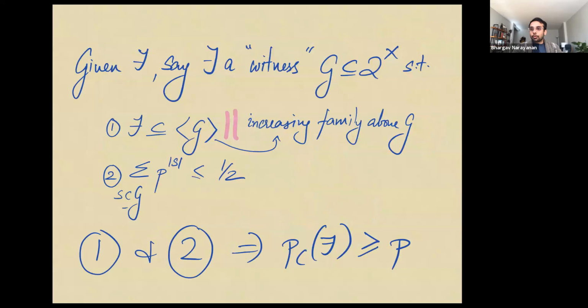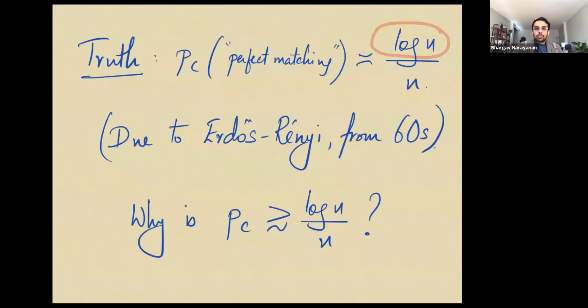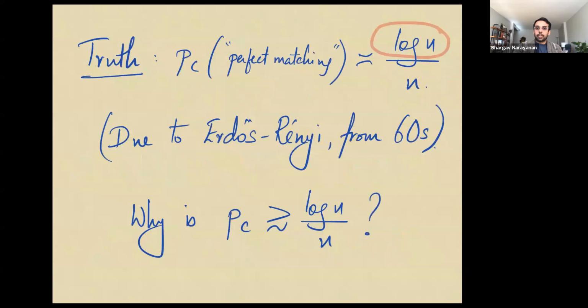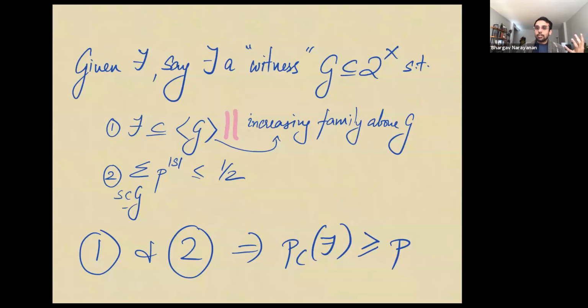But before I go further, let's, as we did for setting up the definitions of thresholds, generalize or abstract the two first moment calculations that we've done. So here we just counted the number of perfect matchings. Earlier we counted the number of K4s. And let's think about doing a first moment computation slightly more abstractly.